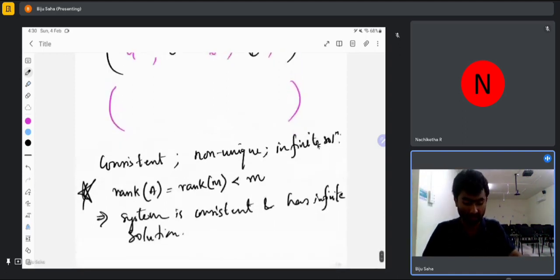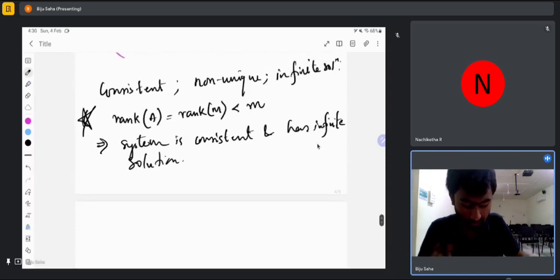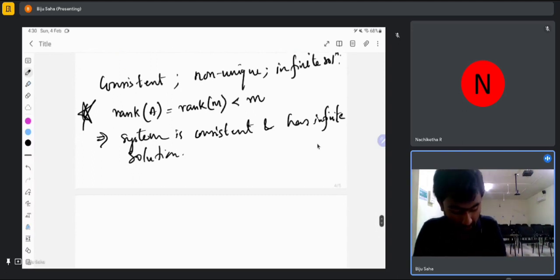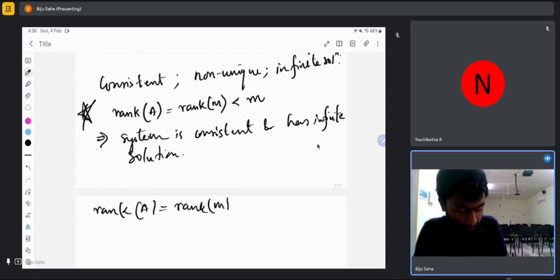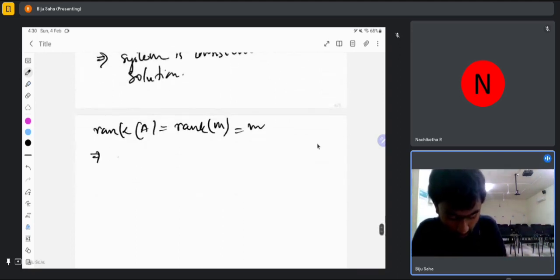So this is one such conclusion. Now, another case you might already have in your head: what happens when the rank of the augmented matrix becomes equal to the rank of the coefficient matrix, and they are also equal to the number of variables. In such a case, the system is consistent and the solution is unique.